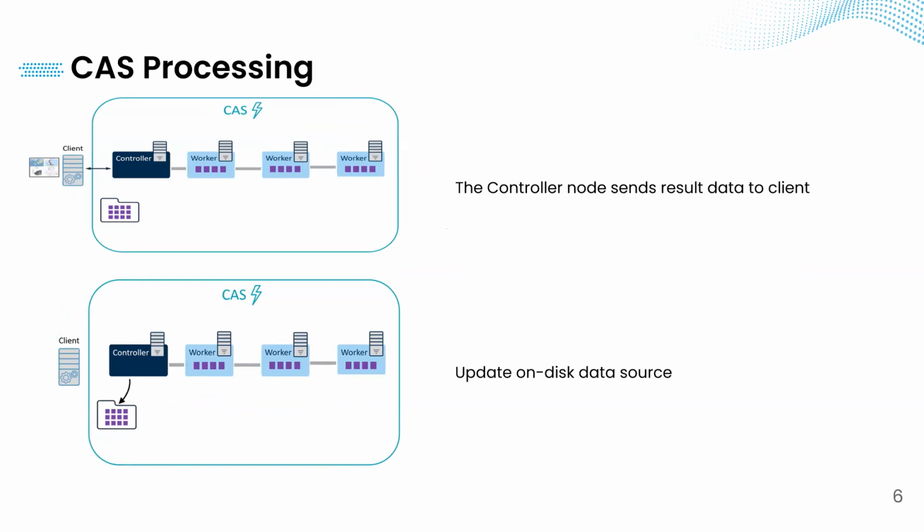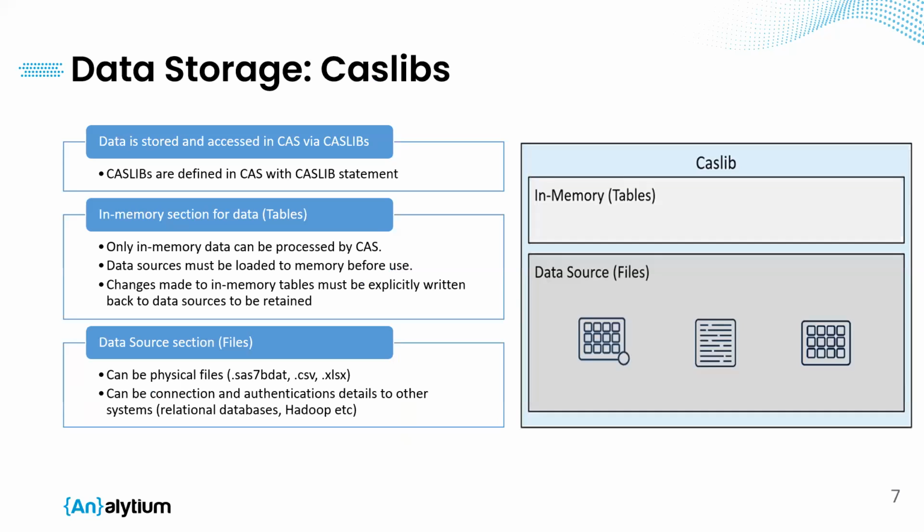There is an option to use an emulation where you just use a single processor, where there's not actually multiple nodes, but it pretends there is. But I won't really go into that in any detail. Data storage within CAS is saved in CAS libs, which are defined by CASLIB statements. Only in-memory data is actually processed by CAS, so you must load your data to memory before use, and changes made to in-memory tables must be explicitly written back to the data sources to be retained.